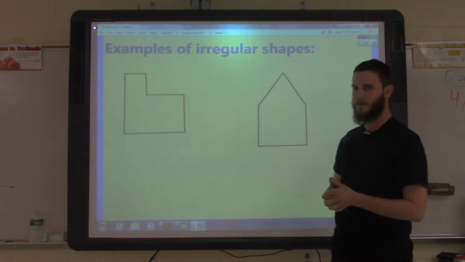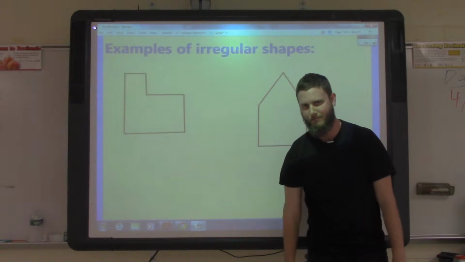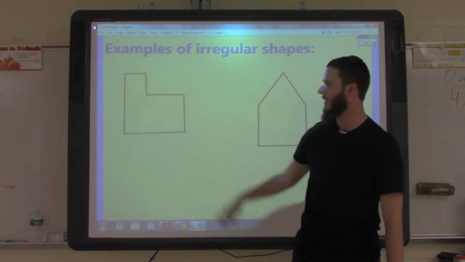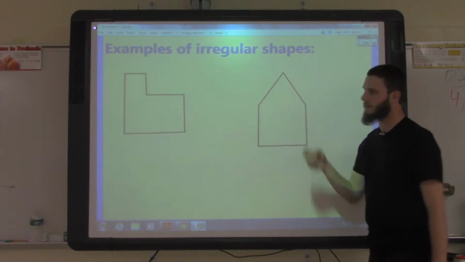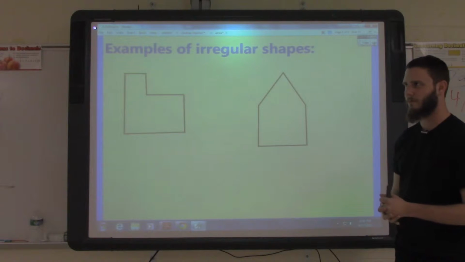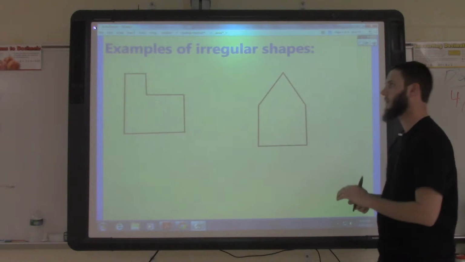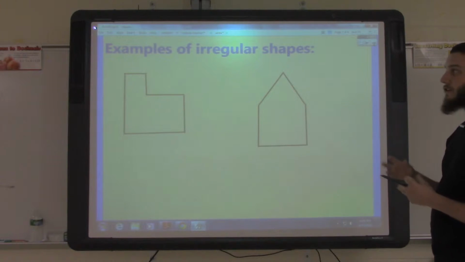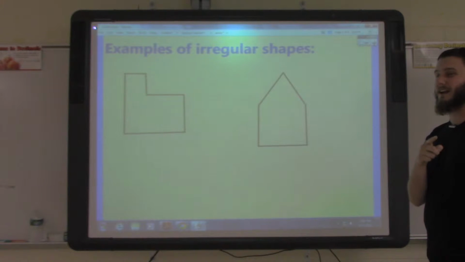The first shape over here to the left is more or less the shape of my classroom. It's got a small little alcove and it's got everything else spread out inside of it. This shape over here is just an ordinary pentagon, or more or less it's the way that you might draw a house. Those are two ways that you might see irregular shapes, but I've got a couple of better examples ready and waiting for us.